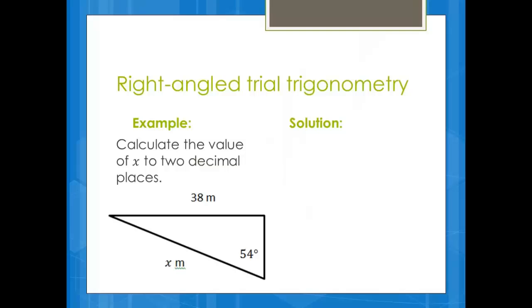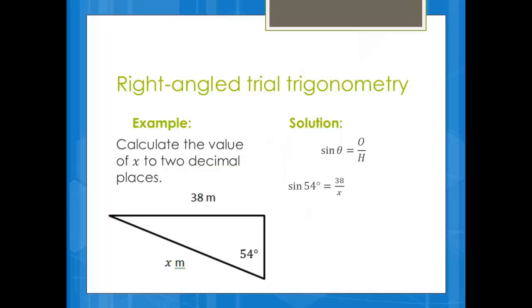To calculate the value of x in this triangle, we first identify the trigonometric ratio required to solve this problem. We have the hypotenuse x and know that the side opposite the 54-degree angle is 38 metres. This means we're using the sine ratio. Substituting these values into sine theta equals opposite on hypotenuse gives sine of 54 degrees equals 38 on x.